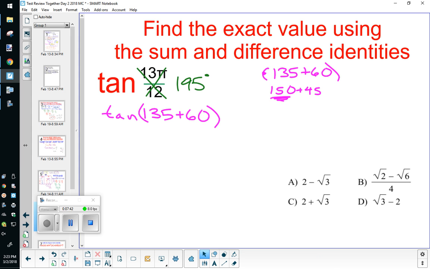Use your formulas right here. Plug into your formula and try to simplify a little bit. I'll give you about 30 seconds, and then I'm going to come back to you. But see what you can do without me for a second.